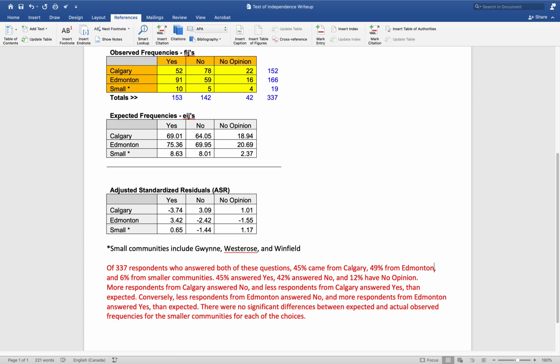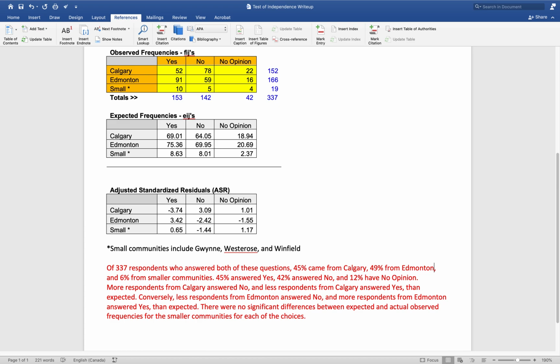Then 45% answered yes, 42% answered no, and 12% answered no opinion. By the way, the very first statement there about 45% from Calgary, 49% from Edmonton, and 6% from the smaller communities, you may not have to include that because that might be described in your demographics section right at the beginning of your data analysis in your report, so much earlier up.